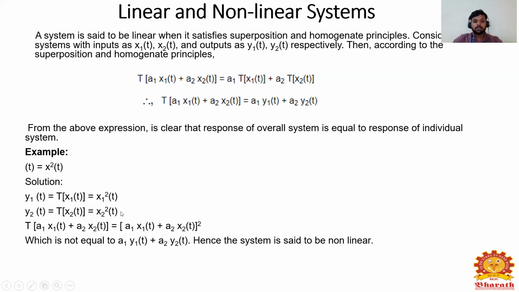So by adding these two equations, T of a1 x1 of t plus a2 x2 of t, I will get a1 x1 of t plus a2 x2 of t the whole square, because I have to square the output. So by checking this, T of a1 x1 of t plus a2 x2 of t is not equal to a1 x1 of t plus a2 x2 of t the whole square. Therefore, a1 y1 of t plus a2 y2 of t is not equal. Hence, the system is said to be nonlinear.